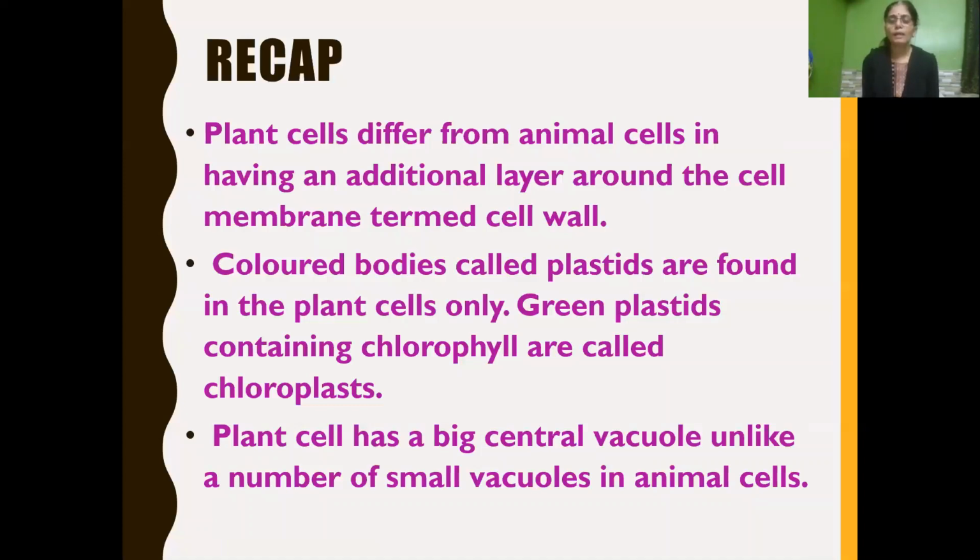So what are the similarities between plant cell and animal cell? In both plant cell and animal cell, they have a cell membrane. Both cells are eukaryotic type, and both cells have a nucleus, which has the nuclear material, with the genetic information carried in the form of chromosomes. In this way we have compared the similarities between plant cell and animal cell.